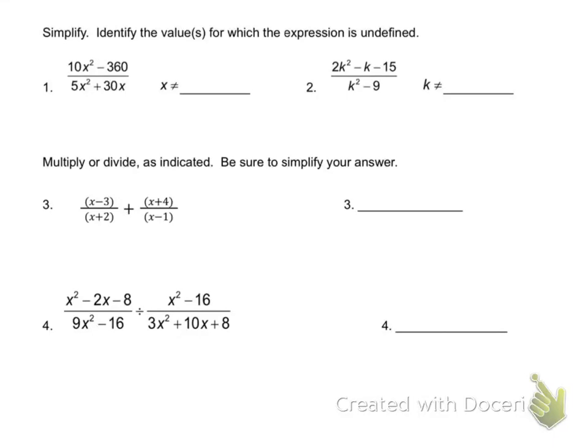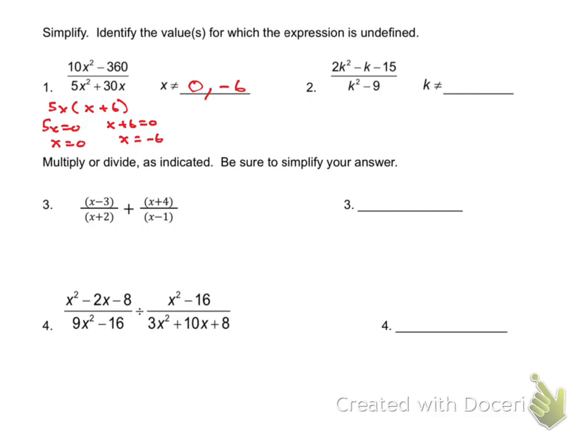All right, number one. We just need to factor the denominator. The denominator there would be 5x, that would be x plus 6. So 5x equals 0, x would equal 0. x plus 6 equals 0, x equals negative 6. So the denominator cannot be 0 or negative 6.